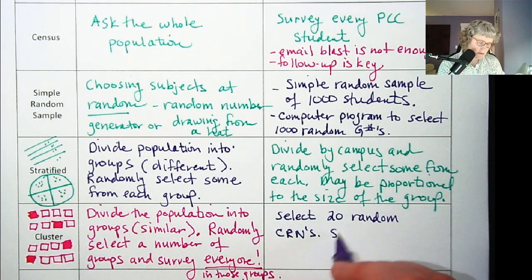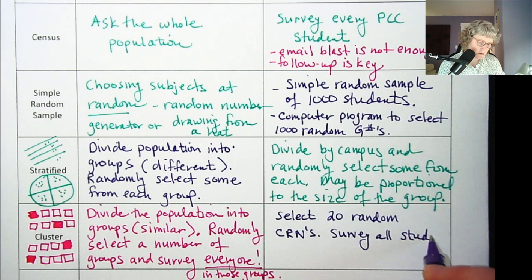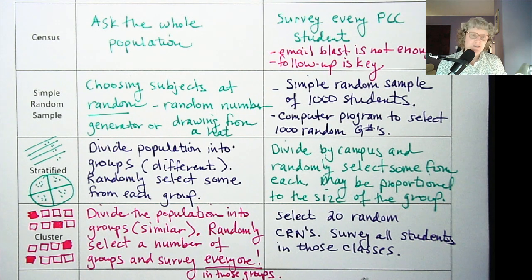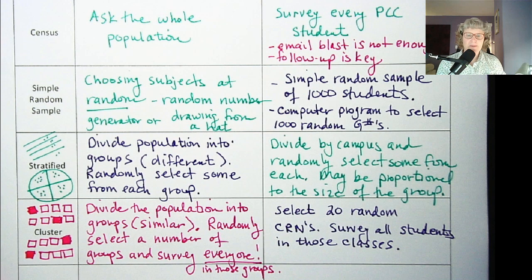Survey all students in those classes. This is a really good method for PCC or another school because it's best to survey people when they are there, and it's kind of hard to get a hold of people and get a good response rate when they're not there. So a cluster could be a good one, especially if you're thinking in-person classes, but it could also be put into an online class or something like that.